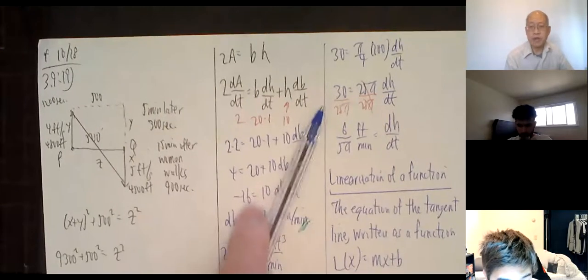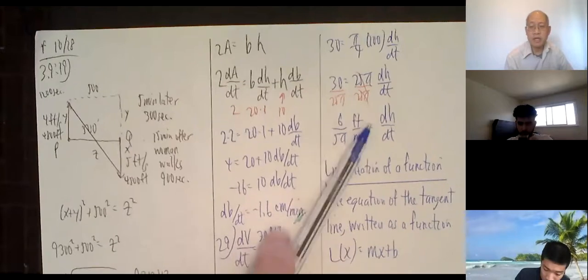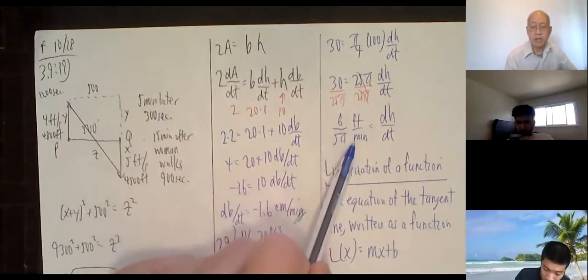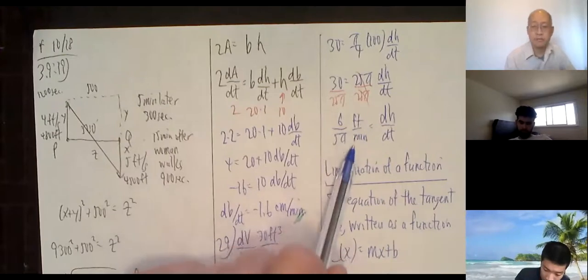Divide both sides by 25 pi. So 6 over 5 pi is dh/dt. So 6 over 5 pi feet per minute. And that's my solution. If you want a decimal approximation, you can punch it in your calculator or whatever, but I'll just leave it like that.